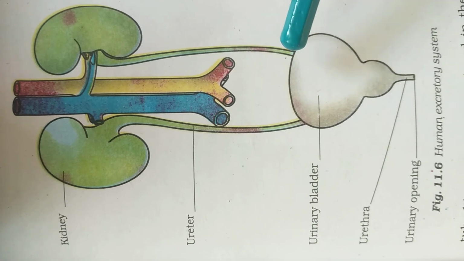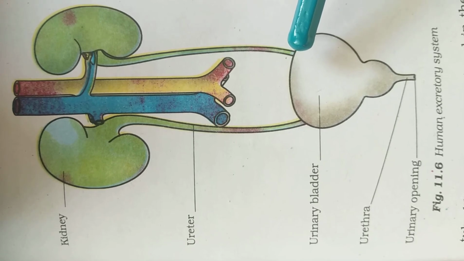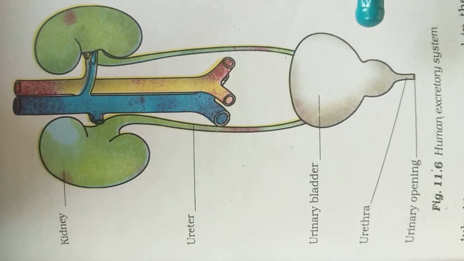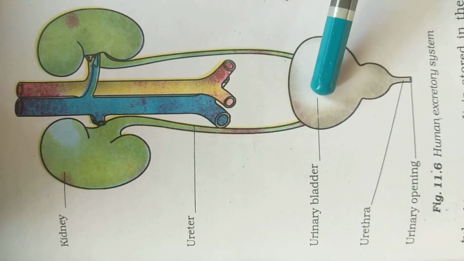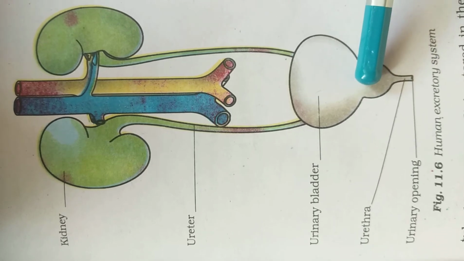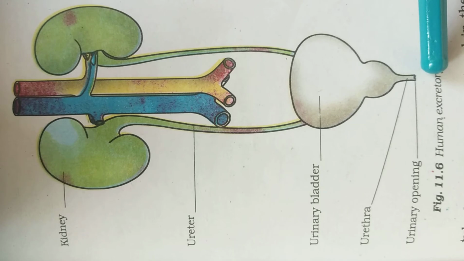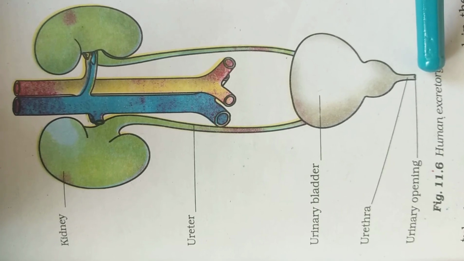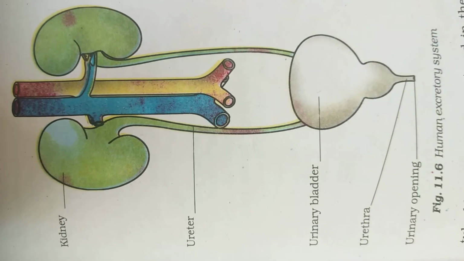Now, next what happens? The urine is stored in the bladder and is passed out through the urinary opening at the end of the muscular tube called the urethra. From the urinary bladder, it is passed to the urethra. Then from the urethra, it is thrown out through the urinary opening. So the muscular tube is called the urethra. You can see the muscular tube. This is called the urethra.